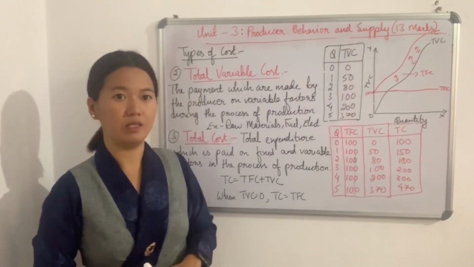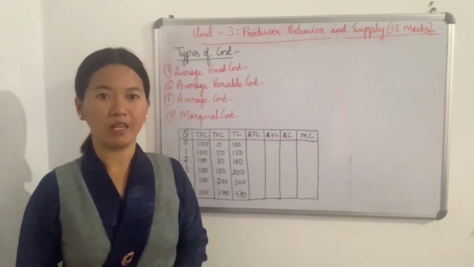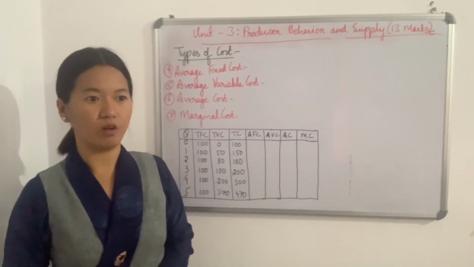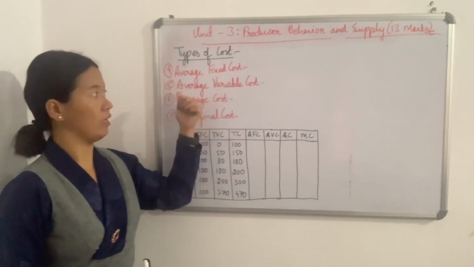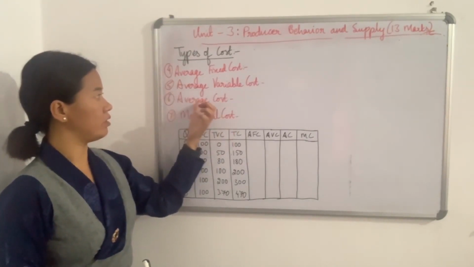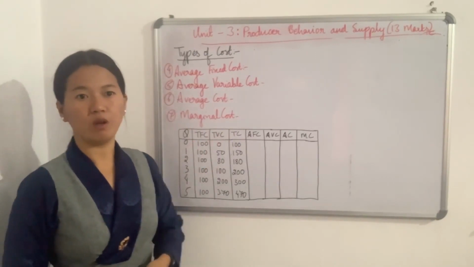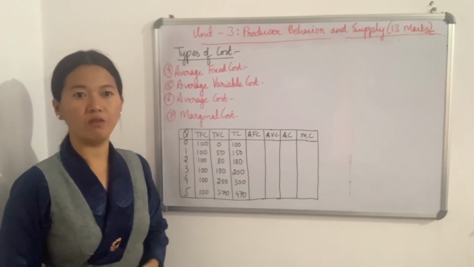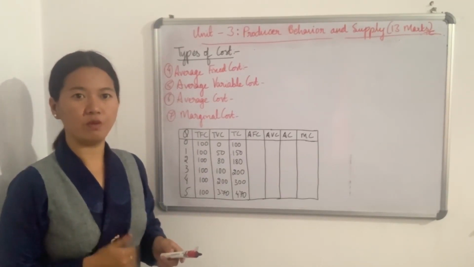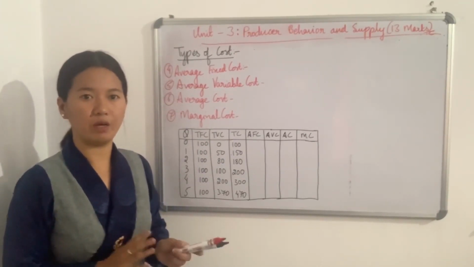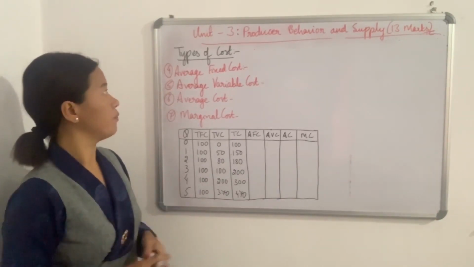So these are the three most important types of cost. The next type of cost are the average costs. And in average cost, we have average fixed cost, average variable cost, average total cost, and marginal cost. And when we talk about average, we generally find out the total divided by quantity. So we will use the same formula, that is the total divided by quantity, but according to the particular cost.